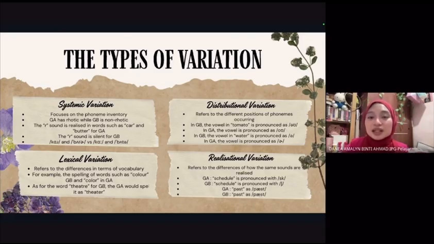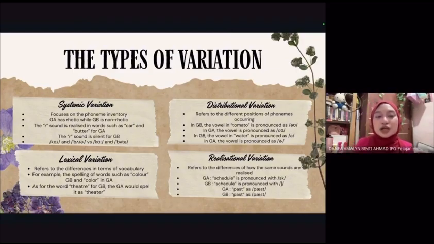Another example is the vowel in water. In General American, it often has a rhotic sound. So basically, it will be water. While in General British, it's pronounced as uh, so it will be water.